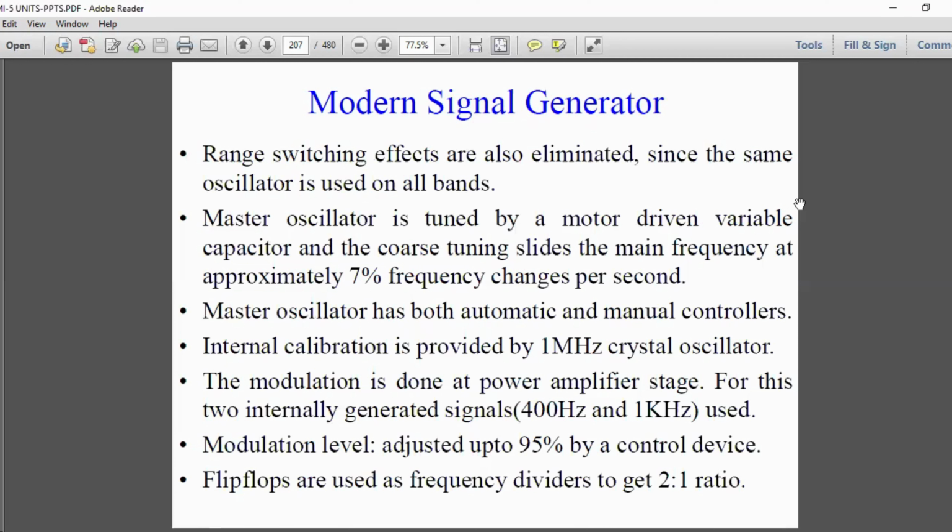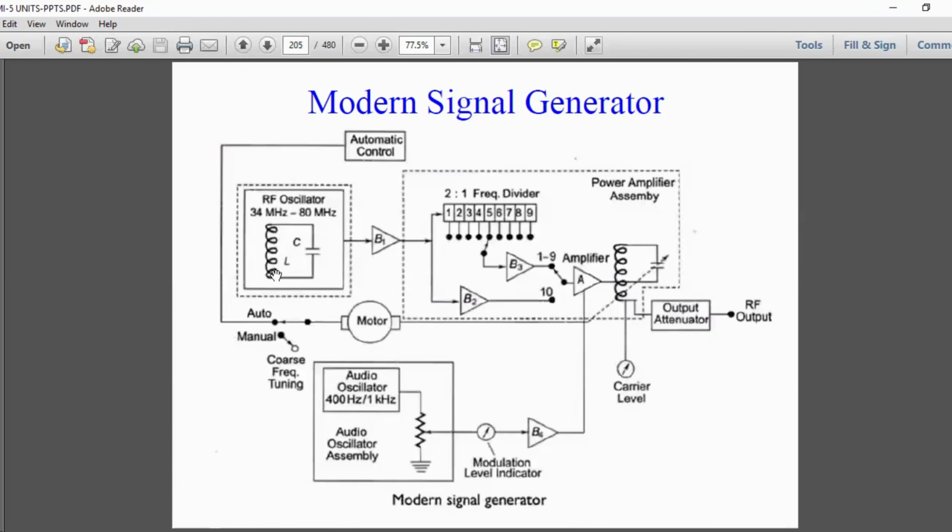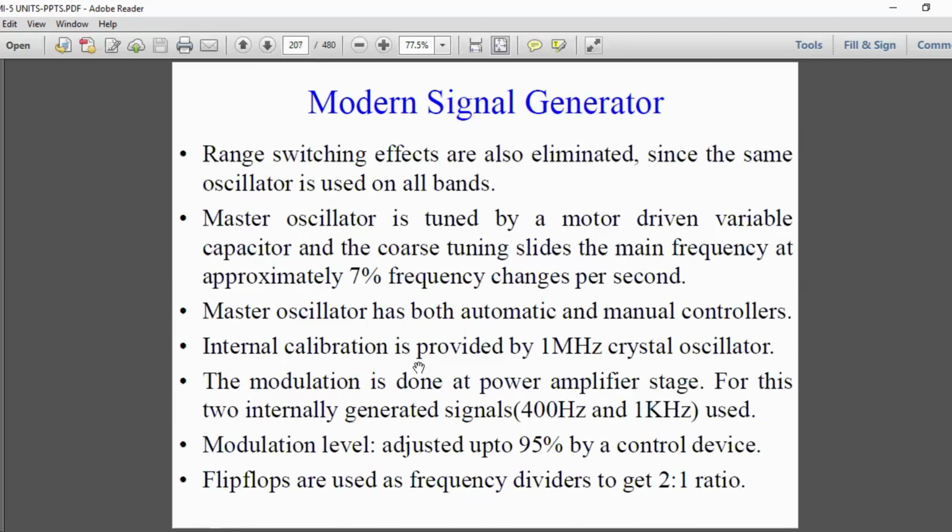The master oscillator has both automatic and manual controls. That is what we have seen in this diagram. Both auto and manual sections are there in this conditioning. Then the internal calibration is provided by the 1 megahertz crystal oscillator.